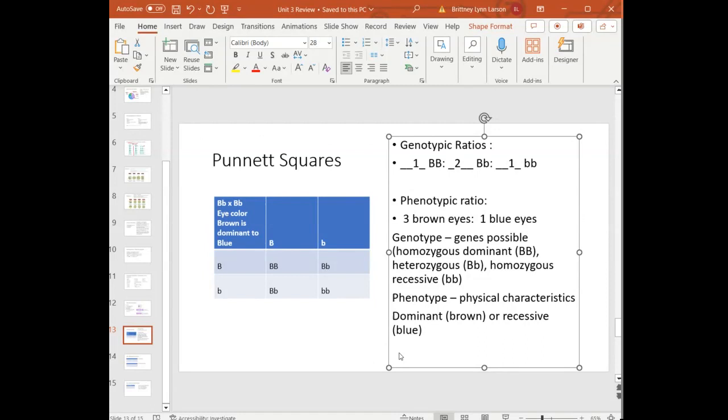Now, if you have blue eyes like me, you know that you have the same genotype as anybody else with blue eyes because it's a recessive trait. But if you have brown eyes, you don't know if you are homozygous dominant or heterozygous. All you know is you have the dominant physical characteristic or the dominant phenotype.